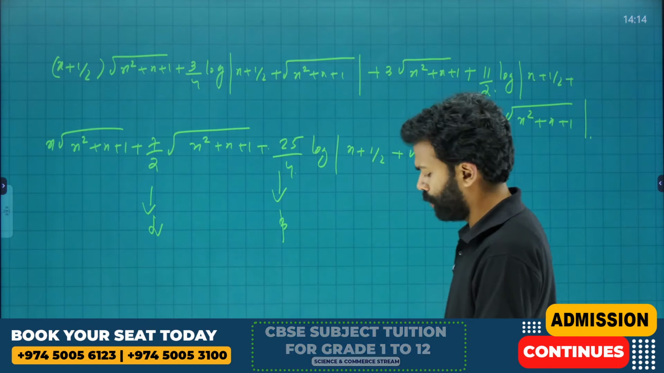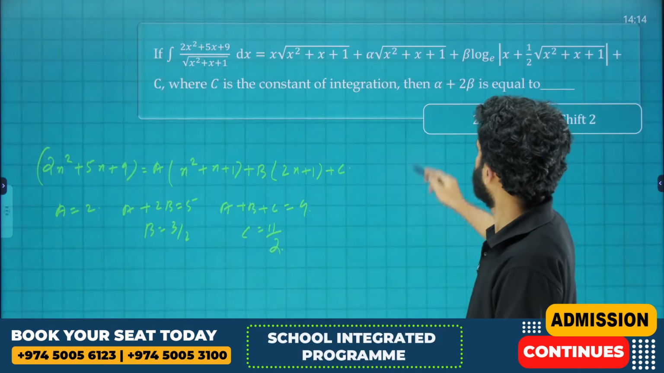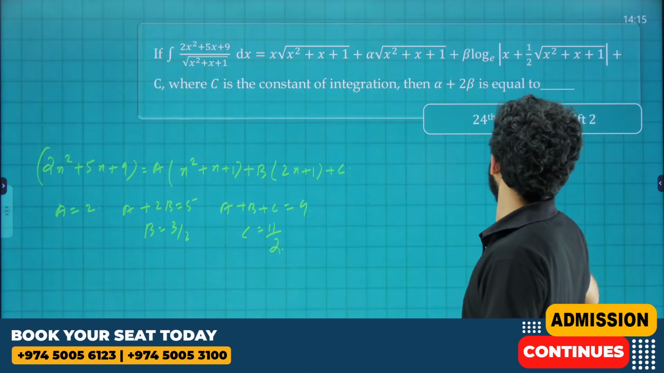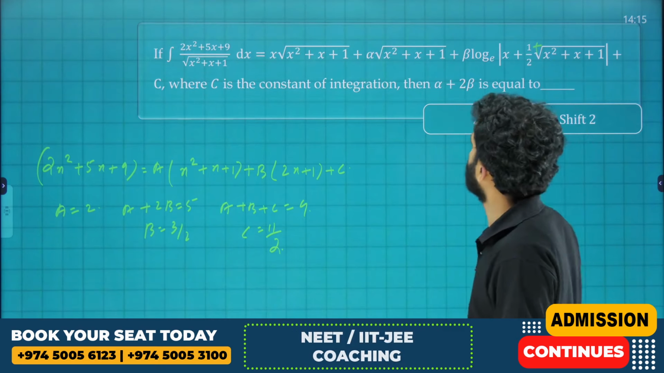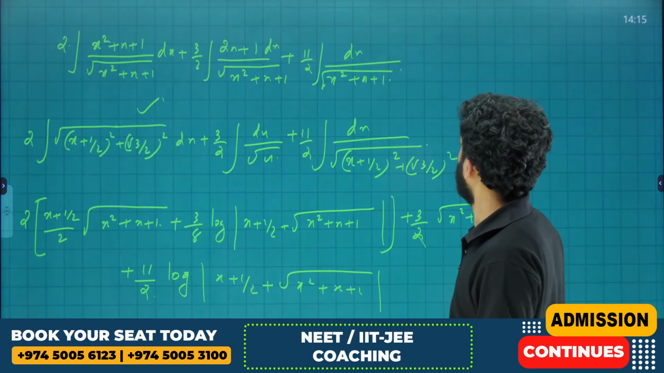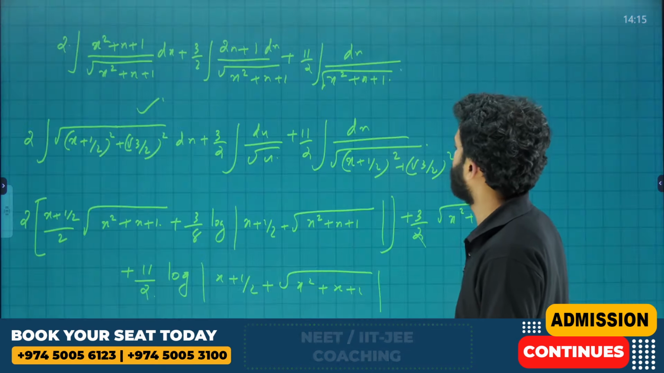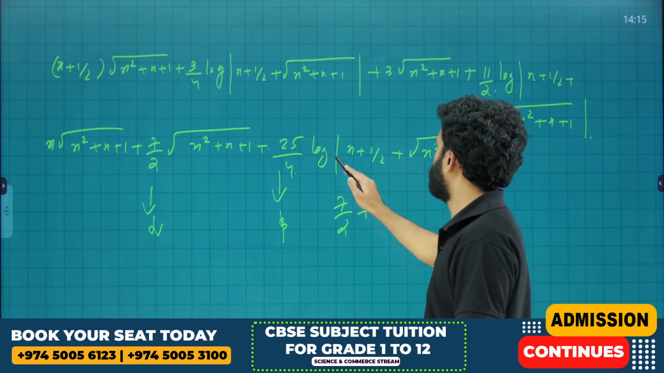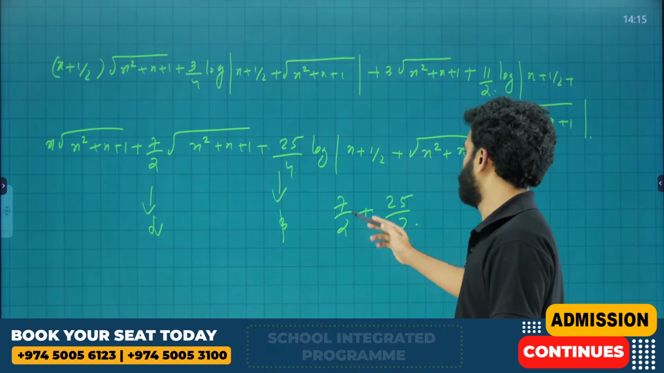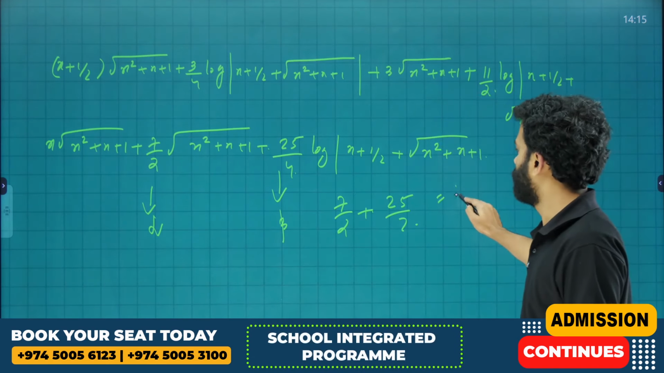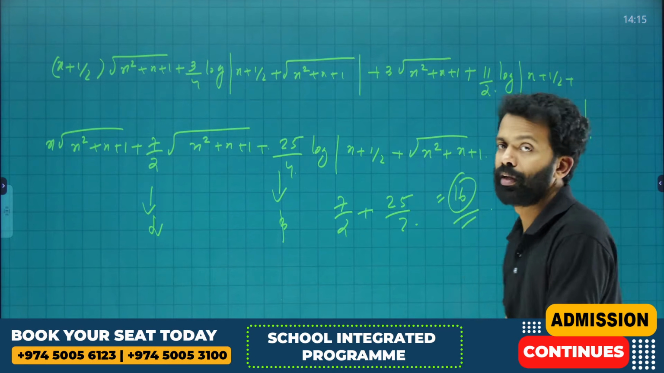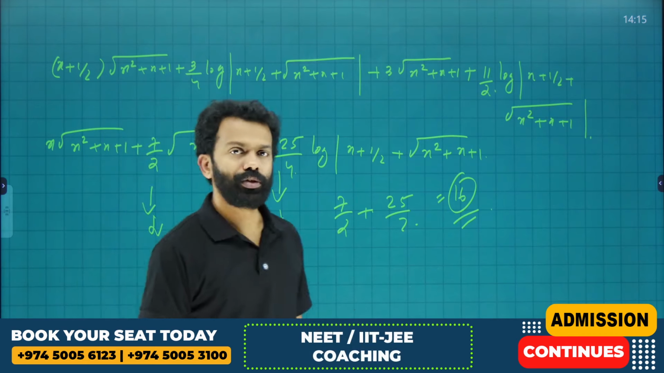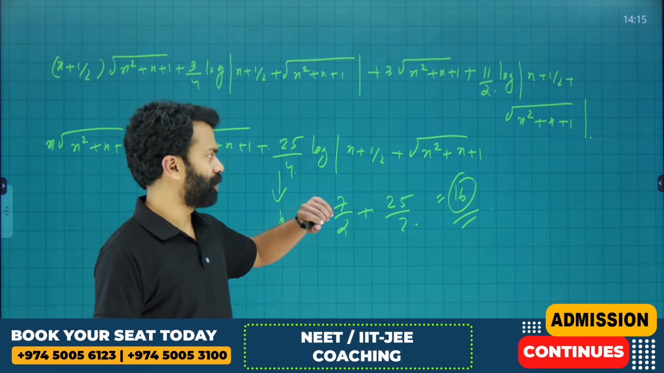Okay. So, comparing it to the parent, I think this will be alpha and this will be beta. Okay, and what we need to find here? We need to find alpha plus 2 beta, right? Therefore, 7 by 2 plus, 2 beta is 25 by 2. Therefore, 32 by 2, which is equal to 16. Okay, and then that's it. Yeah, that's the final answer for this one. Slightly lengthy one. Okay, and the formulation is also very, very lengthy. Okay, but doable question.